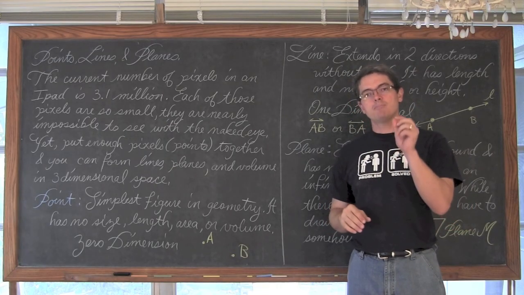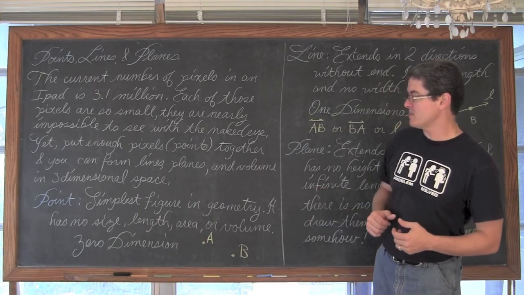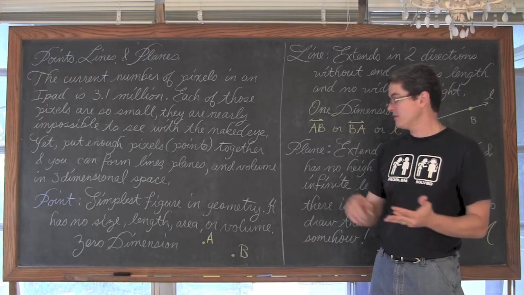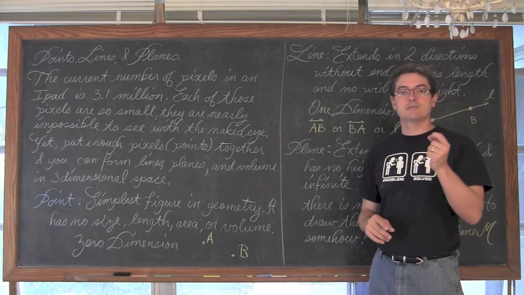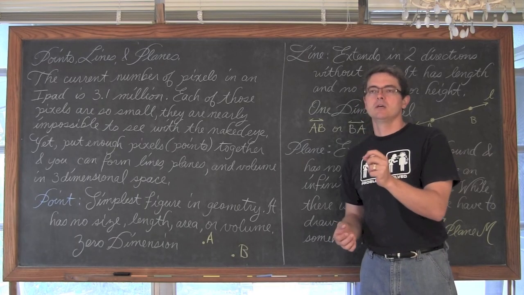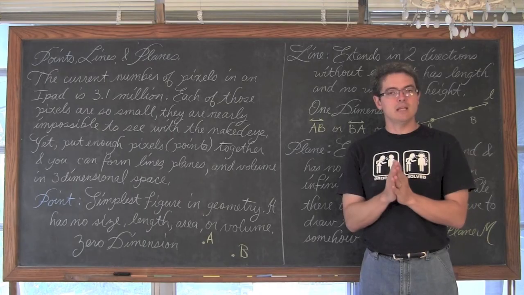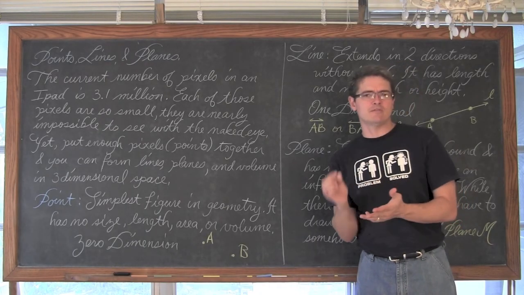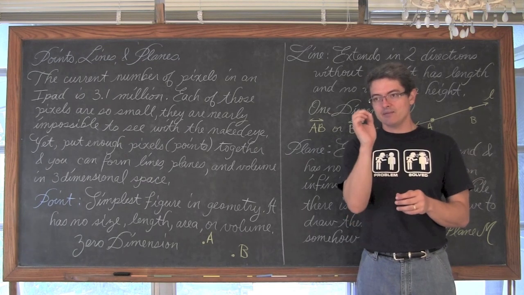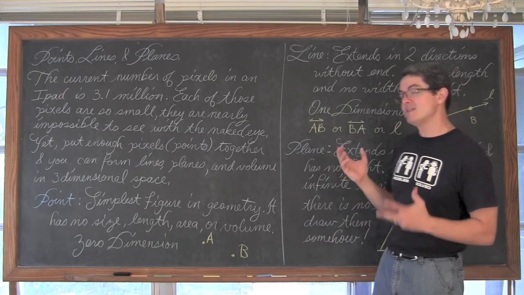So a point is our simplest figure in geometry. It has no size, none, no length, no width, no volume. It's a point defined in space, but in pure mathematical theory, it sort of doesn't exist, yet we've defined it. There's no measurable object there. It's just a place in space identified. So it has zero dimension.